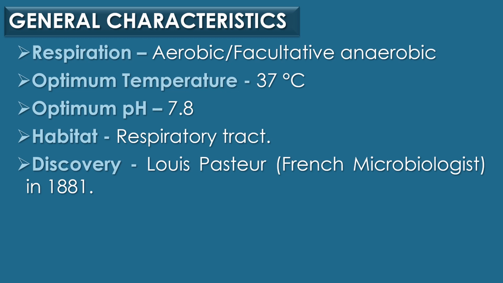The mode of respiration observed in Streptococcus pneumoniae is aerobic or facultative anaerobic respiration. The optimum temperature required for its cultivation is 37 degrees Celsius and the optimum pH is 7.8. Regarding the habitat, Streptococcus pneumoniae is widely observed in the respiratory tract of human beings, and it was discovered by Louis Pasteur in the year 1881.